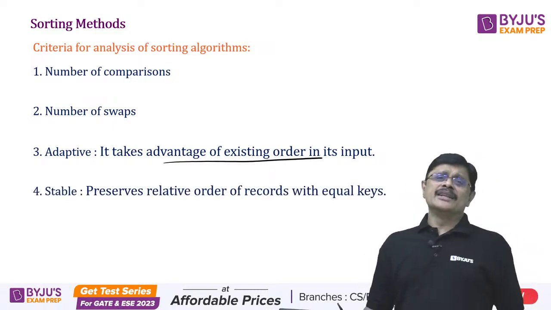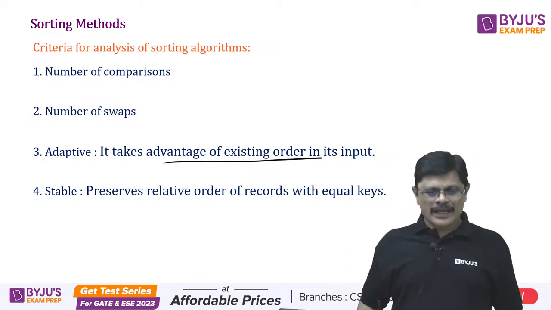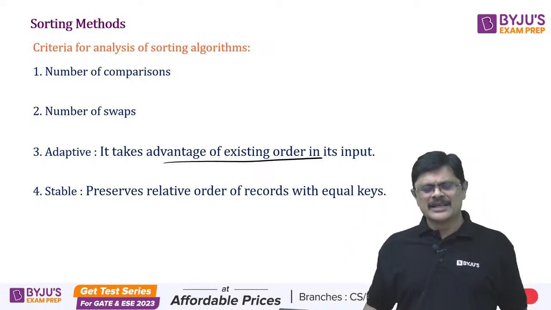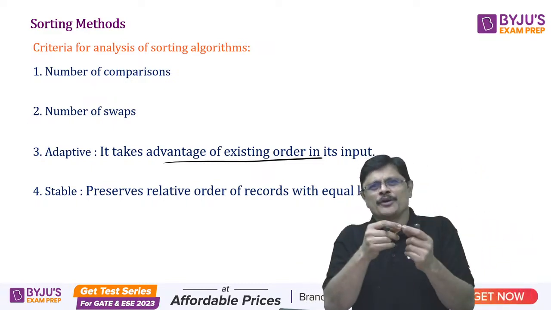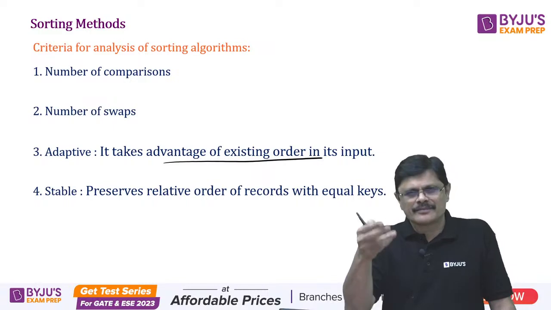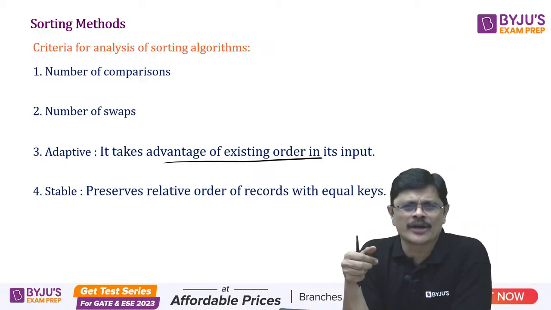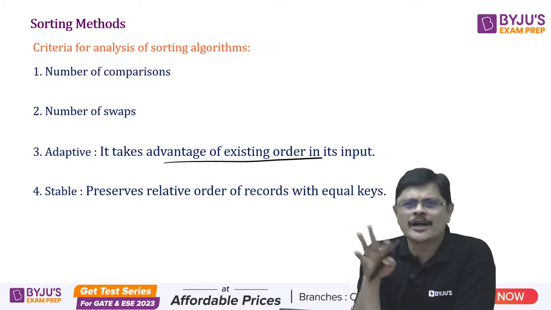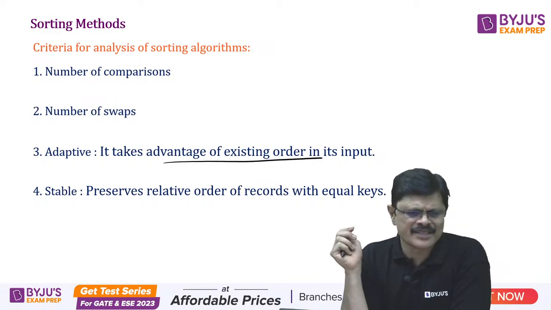Stable means the relative order of equal keys will be maintained. Equal keys, original order will be maintained, my dear friends. You may be sorting based on a particular table entry, no? Based on that you may be sorting. Suppose two values are equal, after sorting also their order will be maintained. First one is first one, second one is second one, my dear friends.